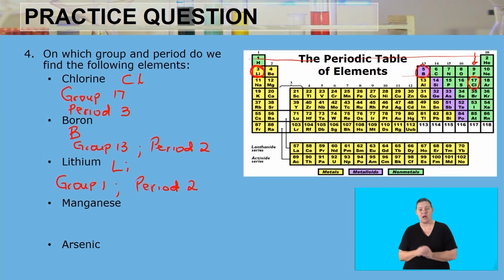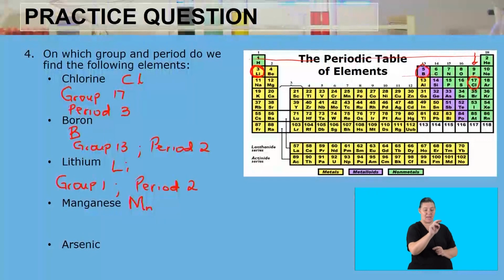And then moving on to the next one, a bit more complex, manganese. Manganese has a chemical symbol, capital letter M and small letter n. Not to be confused with magnesium. Those are two different elements. Manganese has a capital letter M and small letter n, whereas magnesium has capital letter M and small letter g. So those are two different elements.